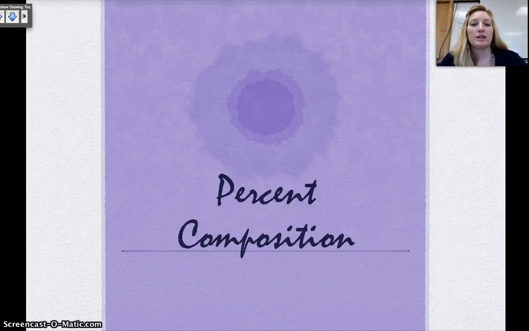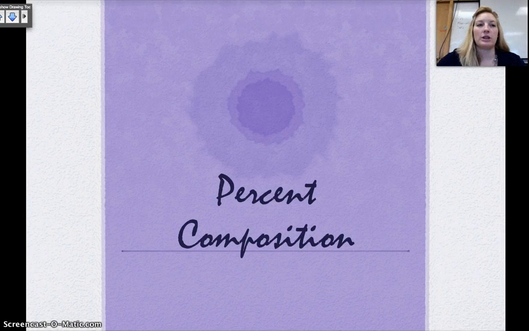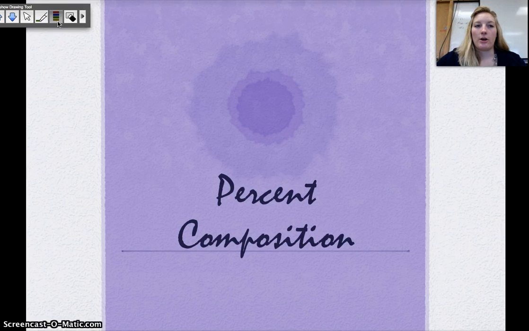Welcome. We are here today to talk about some percent composition. So we'll essentially be looking at what elements are in compounds and how much of those elements are in compounds. We're going to be using some of that molar mass, so you might want to have a periodic table handy.